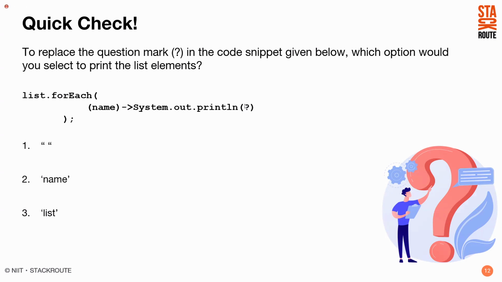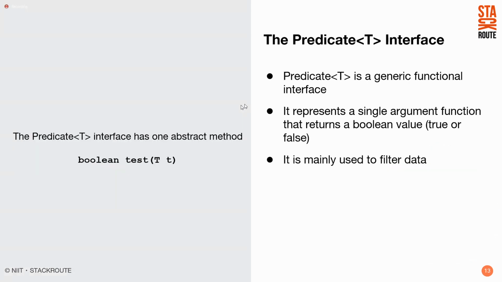Before that, there is a quick question. What do we need to replace in the question mark? List name dot forEach. Name is passed as a parameter, so you need to pass the parameter as a printable statement. All of you agree, always for each, whatever input we are passing, that input only we are going to process inside my lambda expression.